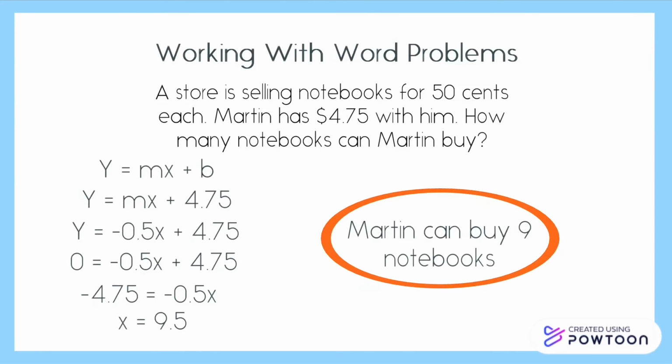You could approach this problem by subtracting 0.5 from 4.75 until you got to 0, but that method is a lot more time consuming and it's easier to make mistakes.